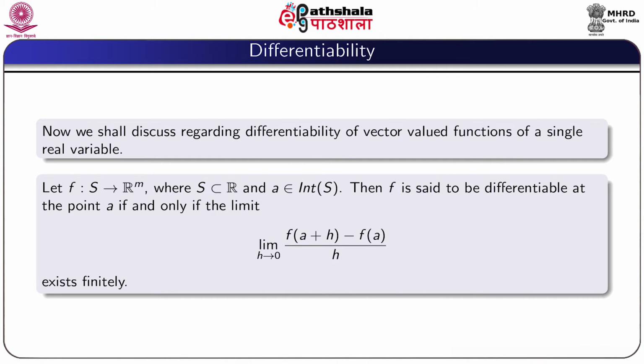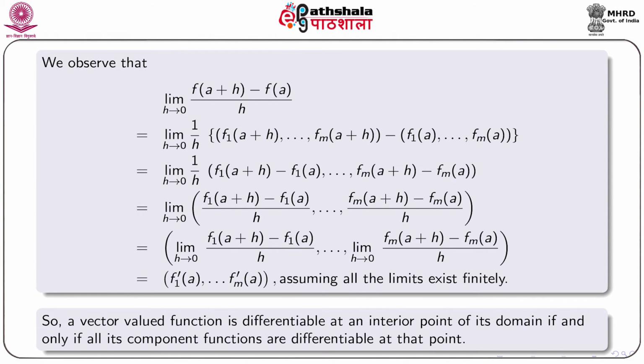Let us give an increment h to the independent variable A. So, the corresponding change in the dependent variable is f of a plus h minus f a. Now, f is a map from S to R m. So, f of a plus h as well as f a both are members of R m, so their difference also. We consider a scalar multiple of this vector by the scalar 1 by h and then consider the limit as h approaches 0. If this limit exists finitely, we call it the derivative of f at the point A, and in this case we say the function is differentiable at the point A.